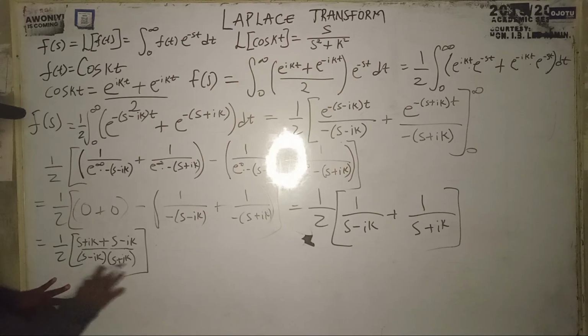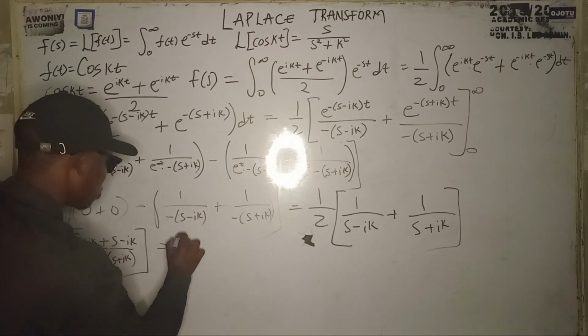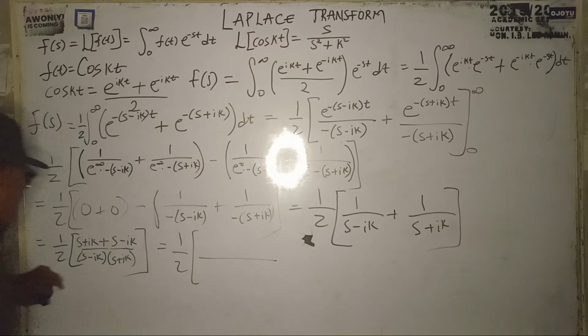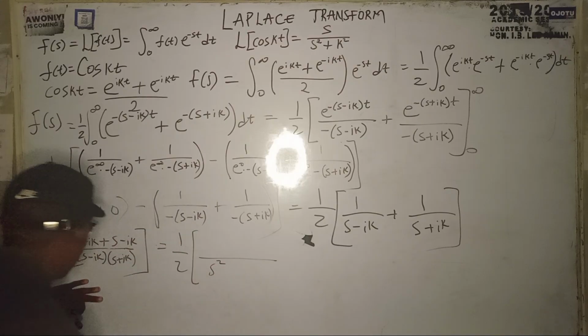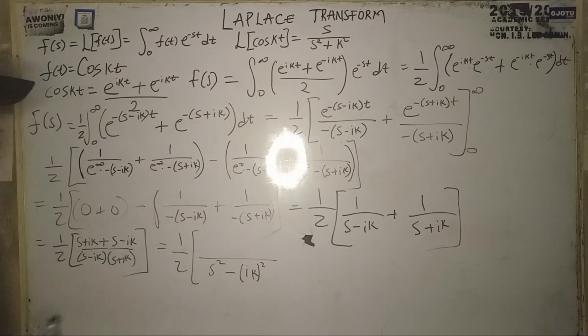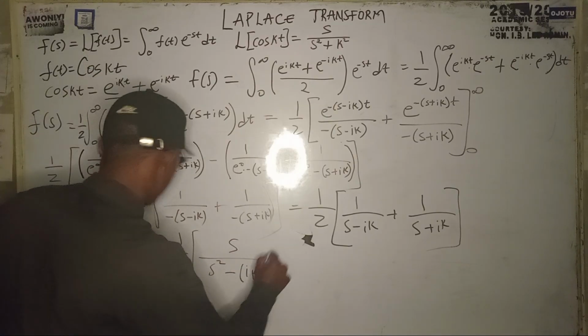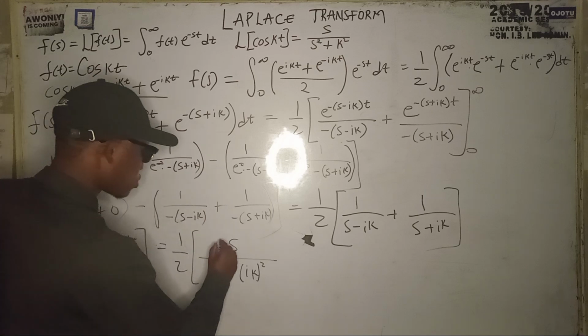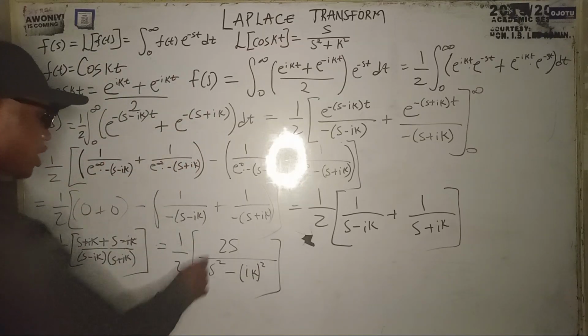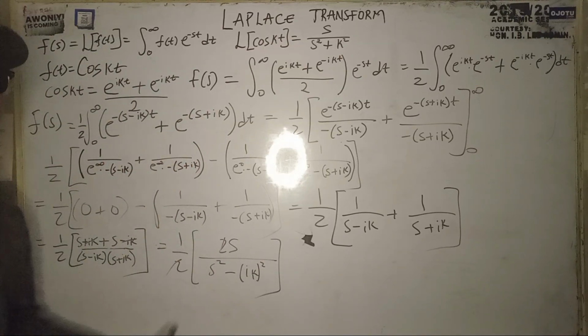So we expand our denominator here. We have 1 over 2. Our denominator is going to be equal to s squared minus into bracket ik squared. In the numerator we have ik and we have minus ik. They cancel each other, so we have only s. We have s plus s, we have it as 2s at the numerator over here. So we can see that the 2 here can multiply the 2 that is over here.